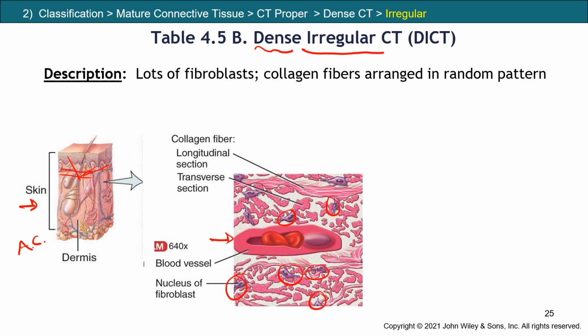Let me show you all the things that we talked about in this slide. The first thing I want you to remember is that there are still a lot of fibroblasts that will produce a lot of fiber, because this is a dense connective tissue.